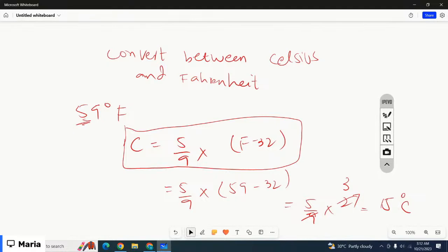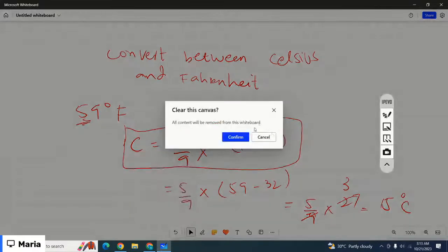Let's do another example. We are going to convert from Celsius to Fahrenheit. When you have to convert from Celsius to Fahrenheit, you use the formula F equals 9 over 5 times C, and then you add 32. First you multiply by 9 over 5, and then you add 32.